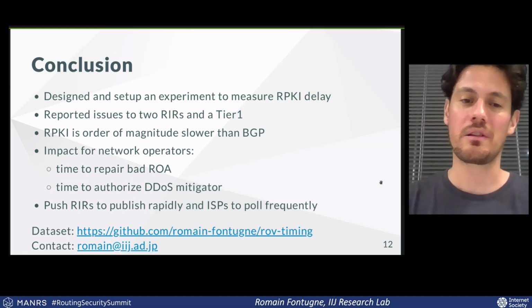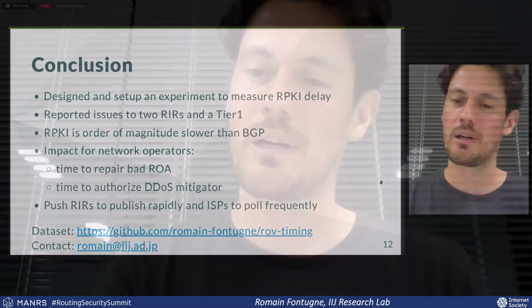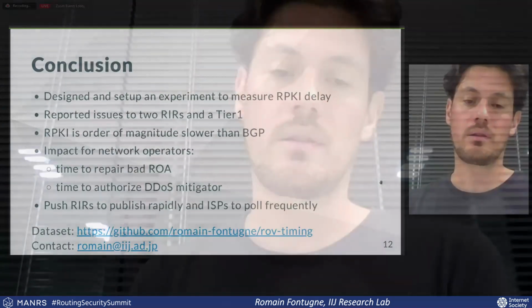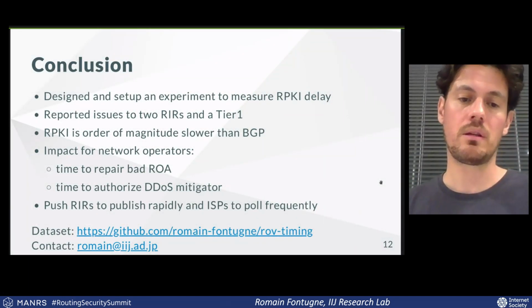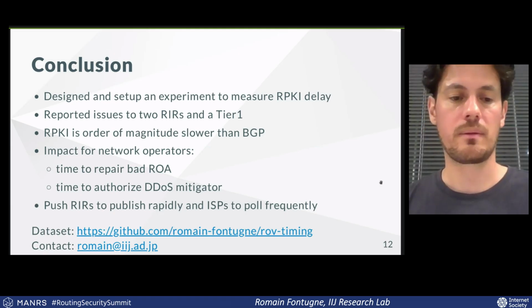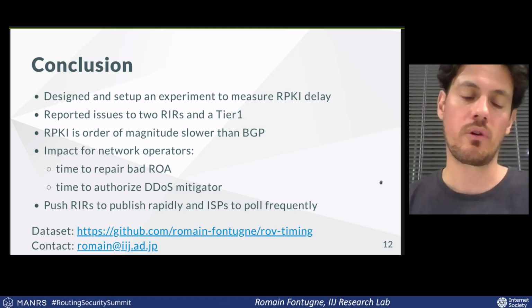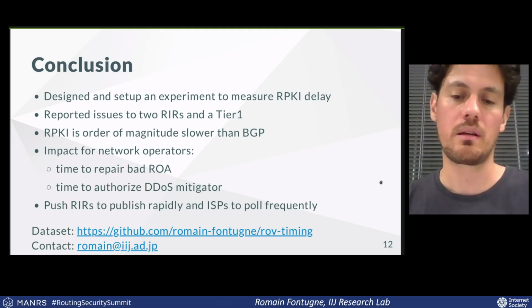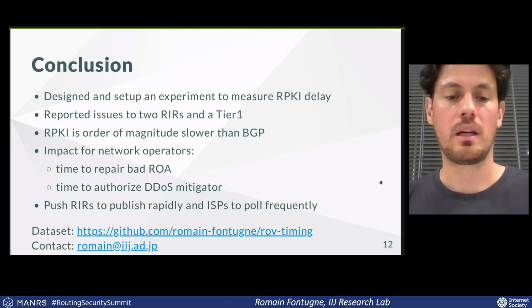We designed and set up an experiment to measure RPKI delay. We've reported issues to 2 RIRs and 1 tier 1 network. We found that RPKI is an order of magnitude slower than BGP, and so that might have some impact on network operations. The only recommendation we can really give is for ISPs to try to poll RPKI data a bit more frequently. And that's it.